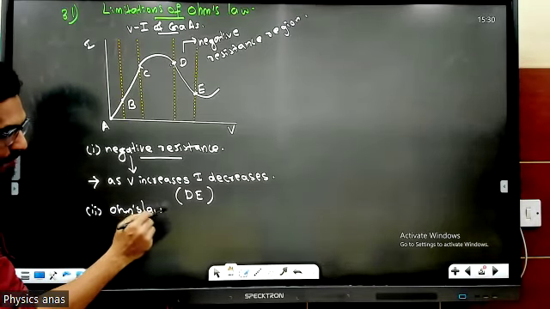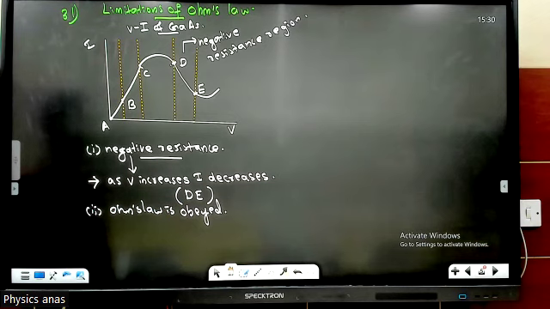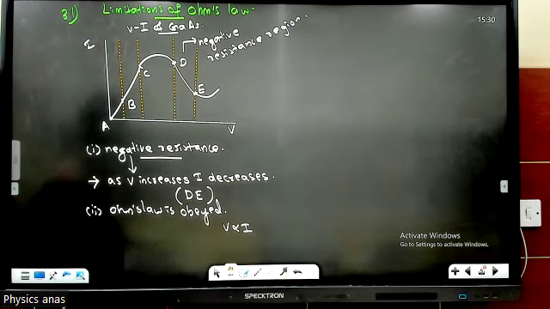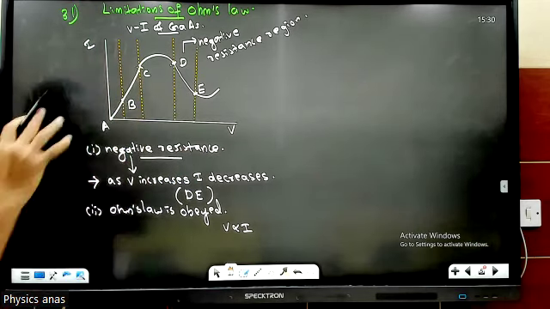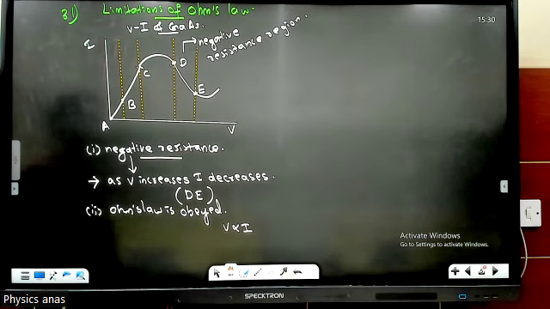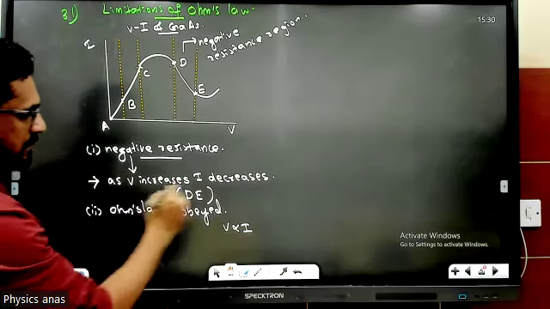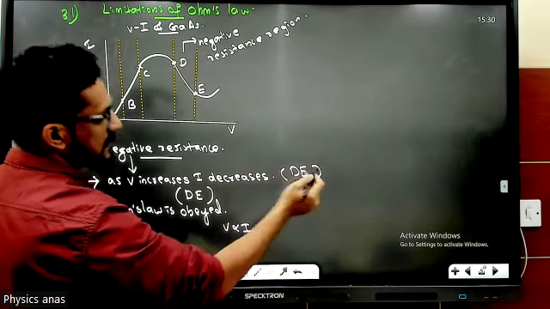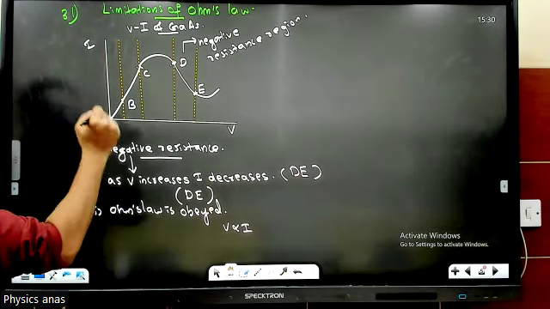Where is Ohm's law obeyed? Ohm's law says voltage is directly proportional to current. As voltage increases, current increases, so they are proportional to each other. From A to C, you can see that proportionality, right? The region where voltage increases and current decreases is DE, the negative resistance region. And Ohm's law is obeyed from A to C.